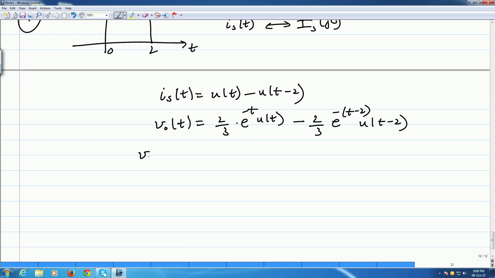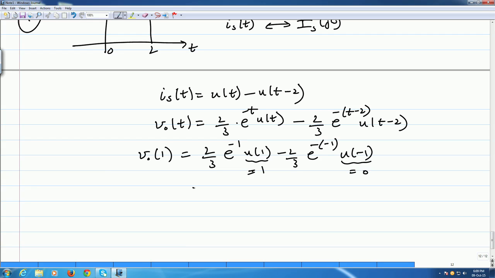So, the question actually asks for v naught of 1. If you put t equals 1, you get 2 by 3 e power minus 1 u of 1 minus 2 by 3 e power minus of minus 1 u of minus 1. So, now u of minus 1 is equal to 0, u of 1 is equal to 1. So, this simply simplifies to 2 by 3 e power minus 1.